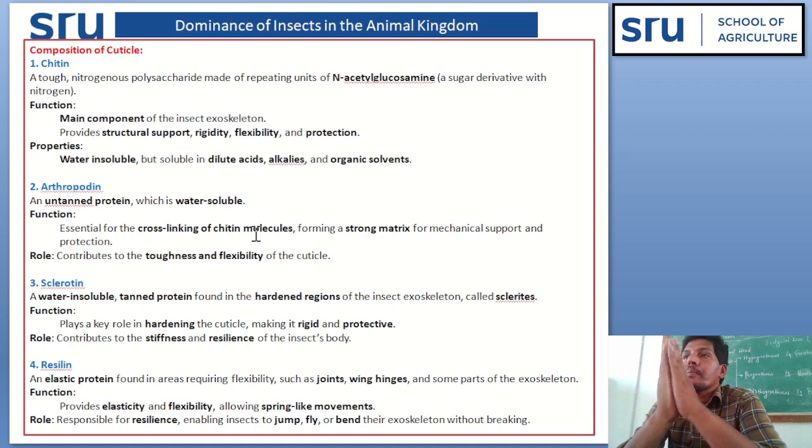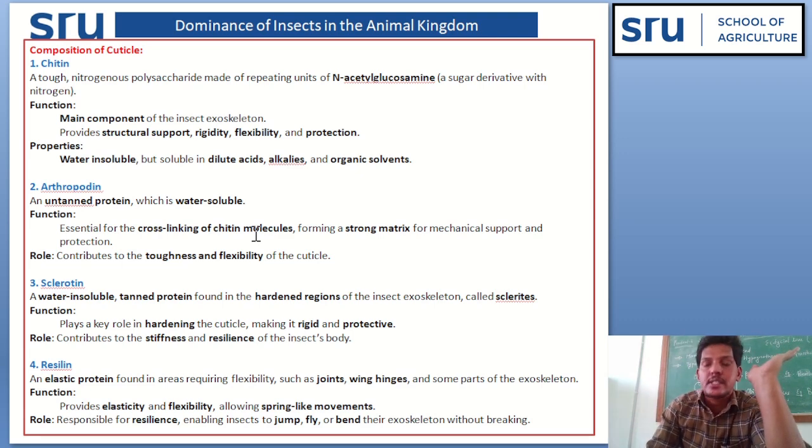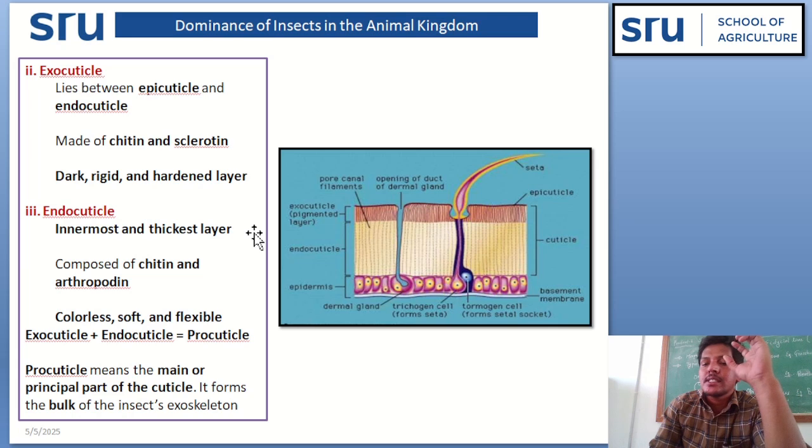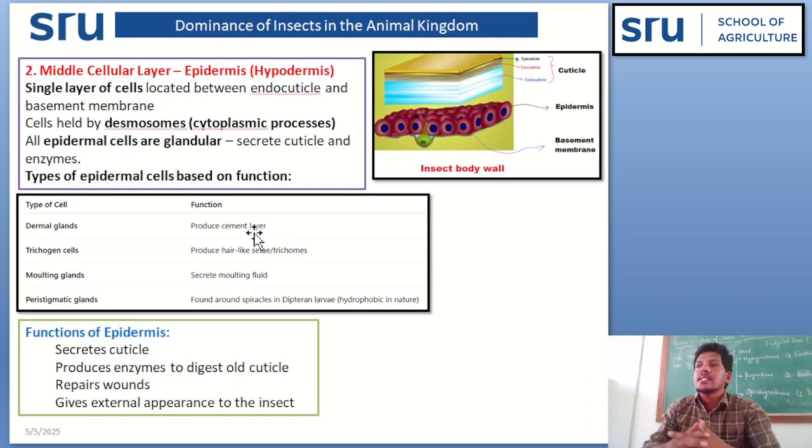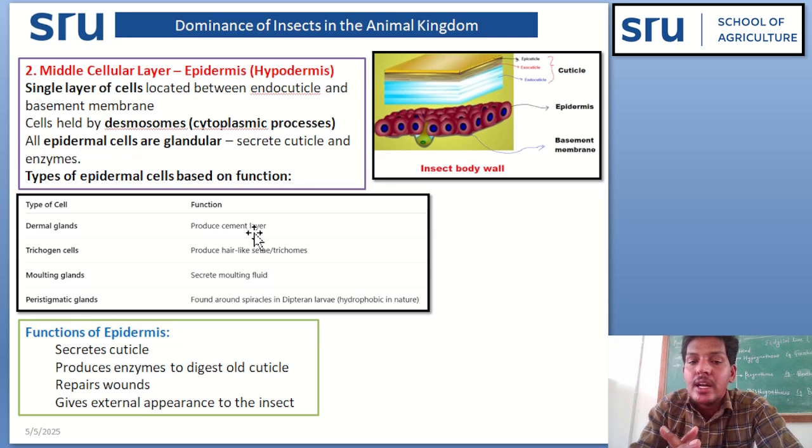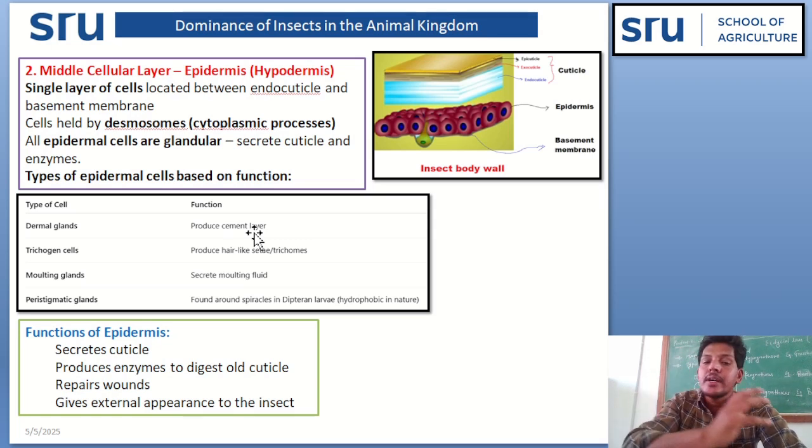So these are the composition of the cuticle. The cuticle contains proteins such as chitin, arthropodin, sclerotin and resilin, and their roles we already discussed. We already discussed the cuticle, consisting of three layers: epicuticle, exocuticle, endocuticle. Now we are moving towards the next layer, that is the middle layer. This is the cellular layer, known as the epidermis or hypodermis. A single layer of cells is there between the cuticle and the basement membrane. The cells of this epidermis are held together by means of desmosomes. These are cytoplasmic processes.